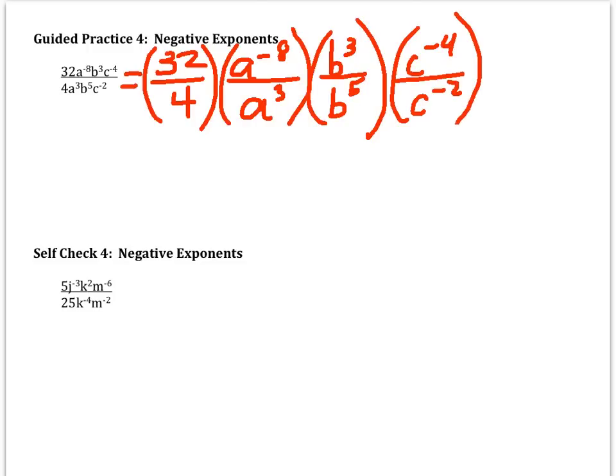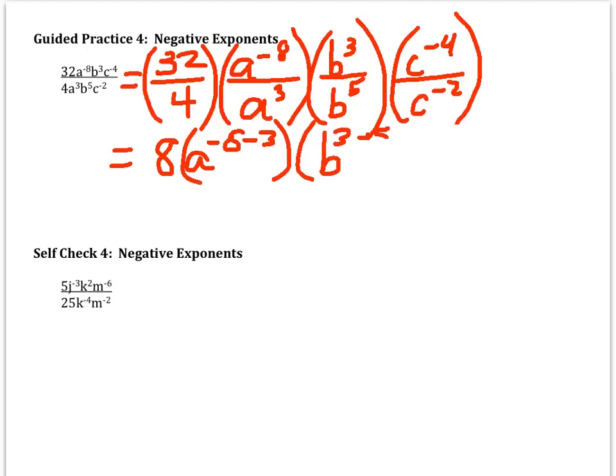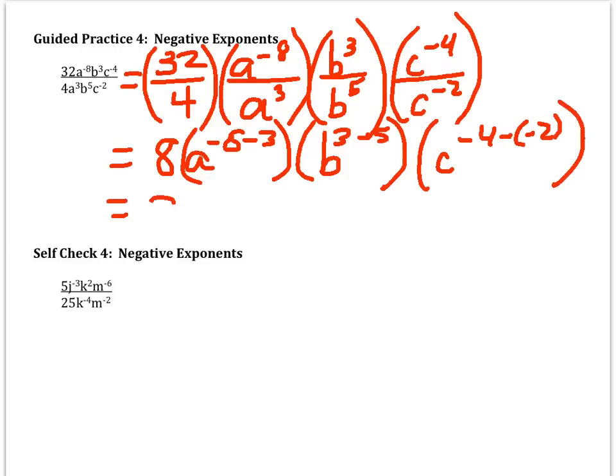So the first thing we do to simplify these, we can go ahead and simplify 32 over 4 is 8. A to the negative 8 minus 3. B to the 3 minus 5. And C to the negative 4 minus negative 2. So that means we have 8. A to the negative 8 minus 3 is A to the negative 11th. B to the 3 minus 5 is B to the negative 2nd. And C to the negative 4 minus negative 2 is C to the negative 2nd.